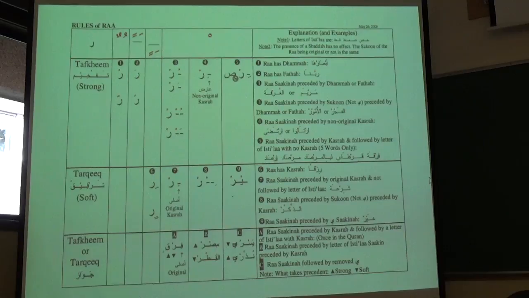So I think here we just need to point out that if it's a kasra, we need to see if there is a harf isti'la or not. Because automatically, if you have a fatha or dhamma before, even if you don't look for the following letter, the ra will be strong.